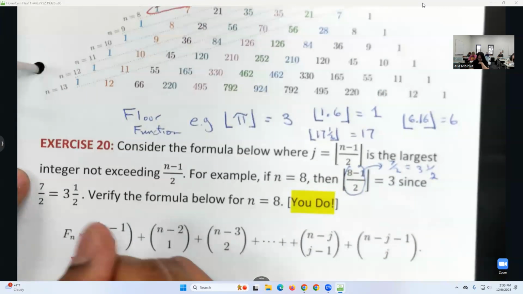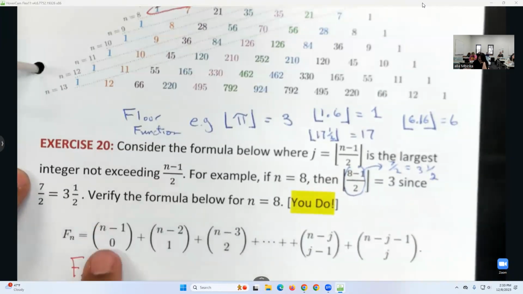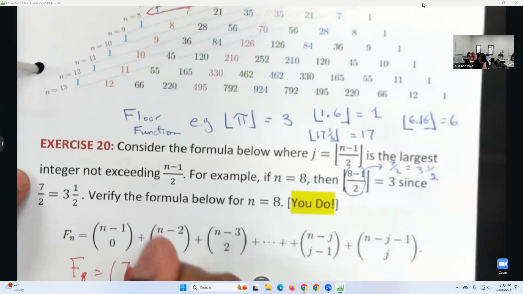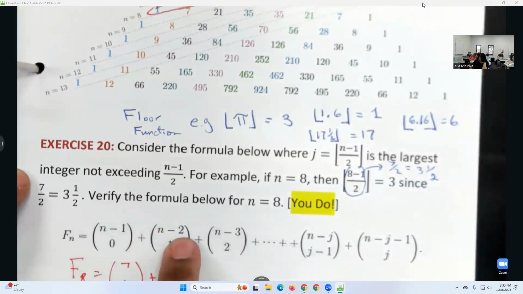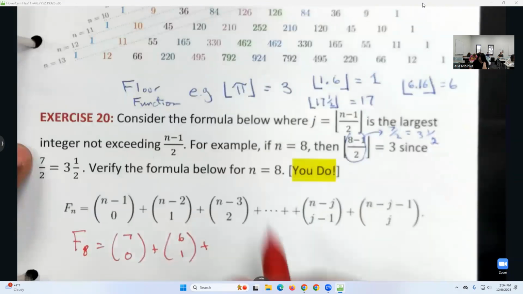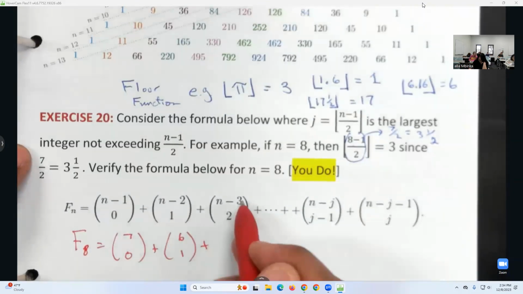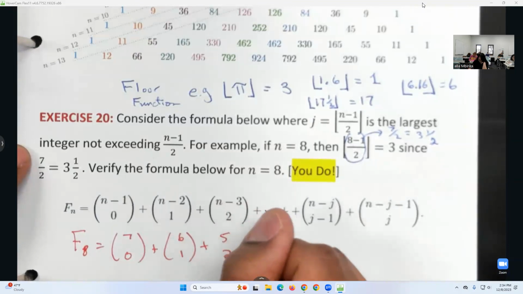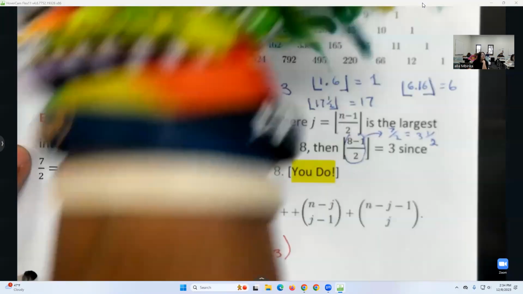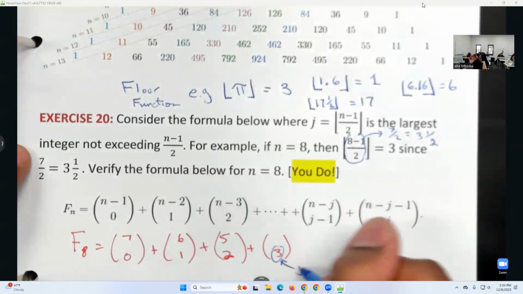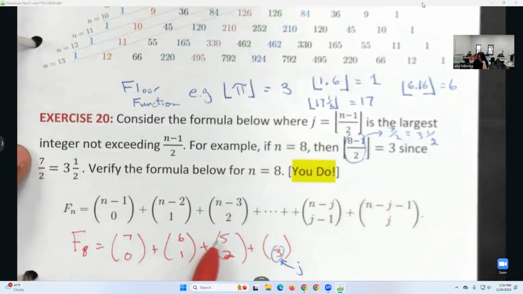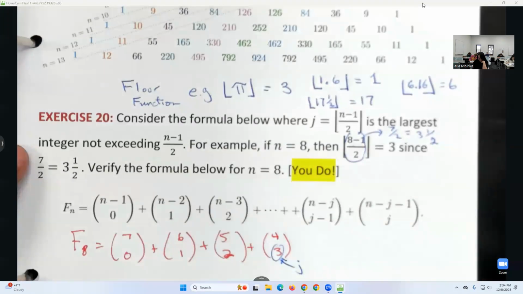So F8 is, well, if n is 8, 8 minus 1 is 7, choose 0, and then 8 minus 2 is 6, so 6 choose 1, n minus 3, oh sorry, my bad. N minus 3 is 8 minus 3, which is 5, choose 2, and then finally I stop when the bottom number is j. In this case, when the bottom number is 3, that's our j, so we stop. The top numbers are obviously descending, 7, 6, 5, last one is 4.